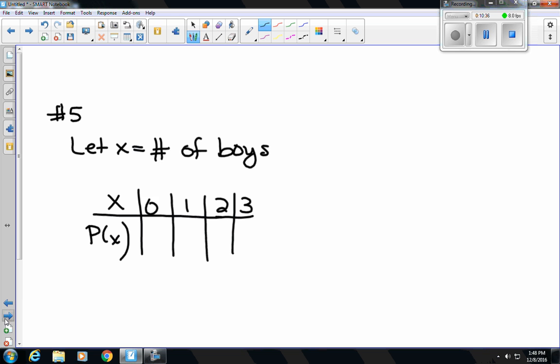Now we got to do the probabilities. Okay, so what is the probability of having no boys? If you have no boys, it means you have one girl, and that probability is 0.5. Okay. So now let's talk about how you would get one boy. So that would be 1/2 times 1/2, which is 0.25.